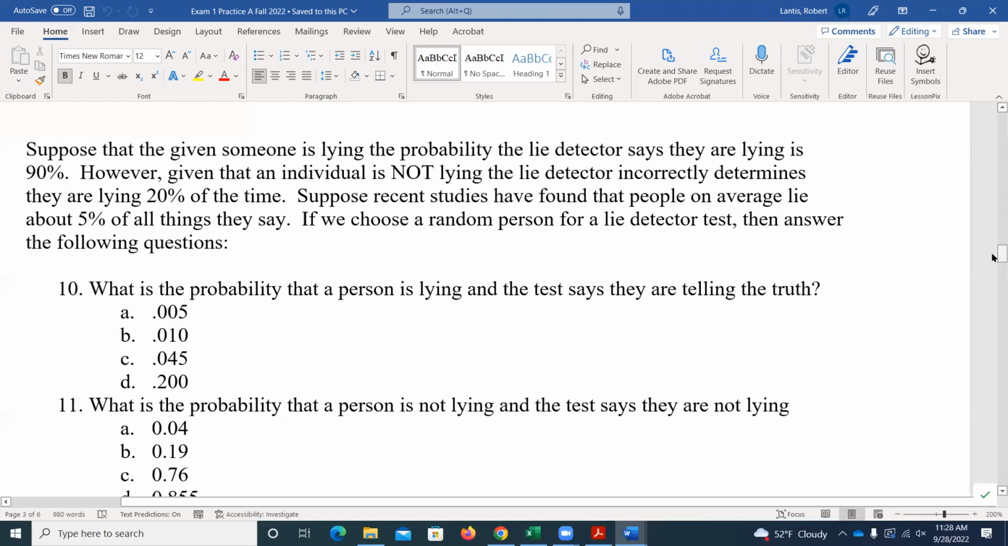And here, I wasn't writing down truth. So if someone's telling the truth, just to keep this consistent, we'll say that they're not lying. All right, it's the same thing. We're just using a different term. On the exam, I'll make sure I use consistent terms. These are probably a little bit harder than what you would see.